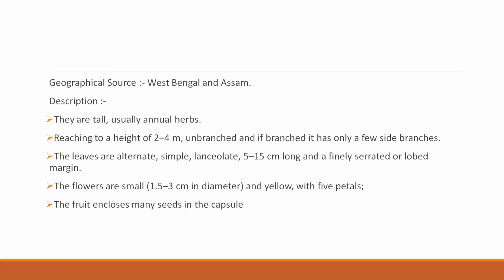The leaves are alternate, simple, lanceolate, 5 to 15 centimeters long, and they have a finely serrated or lobed margin. The flowers are very small and yellow with 5 petals. This is the main characteristic of the flower of the jute plant. The fruit encloses many seeds in capsules. This is all about the morphology.